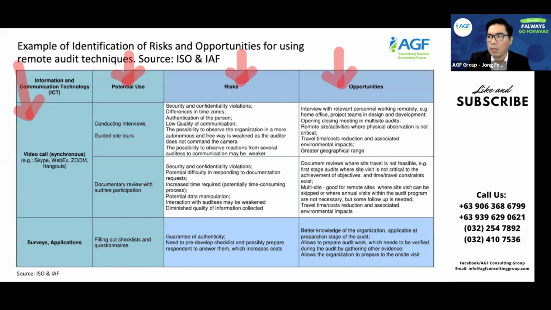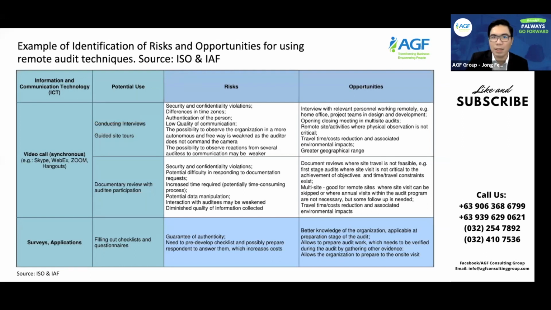So for example, let's take a look at the ICT, the technology. Right now, we're doing video call. This is synchronous, real time. We're talking. I talk to you. You can answer, synchronous, right? Like Skype, WebEx, Zoom, Hangouts. So the potential use, as far as the audit is concerned, is that you can definitely conduct interviews, right? Using Zoom in our case, no? Guided site tours, or even document review with auditee participation. That's okay. But what are the risks there?